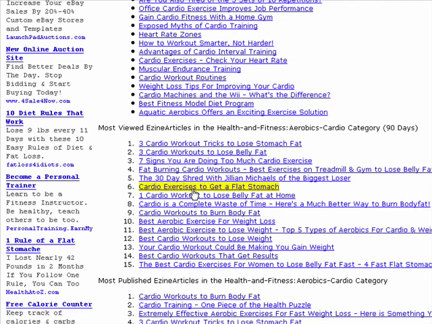Then there are a couple more that give you a list. Here's a list of 1. That's funny. I wonder if that's the same author as well. Here's another one, "5 Types of Aerobic Exercises."